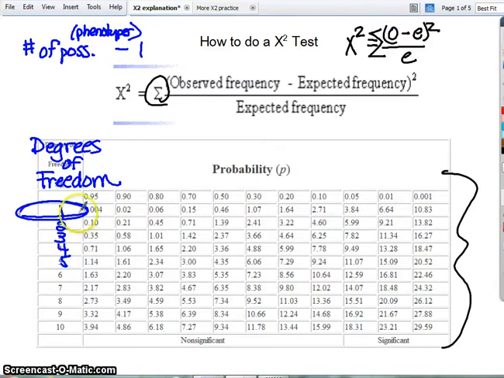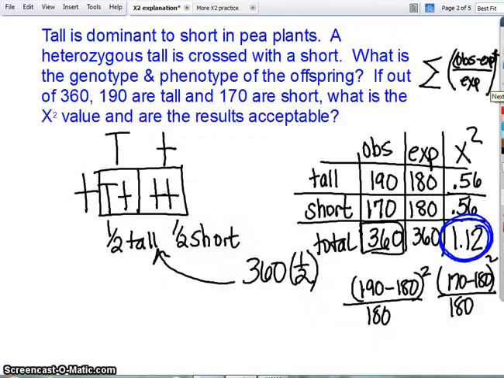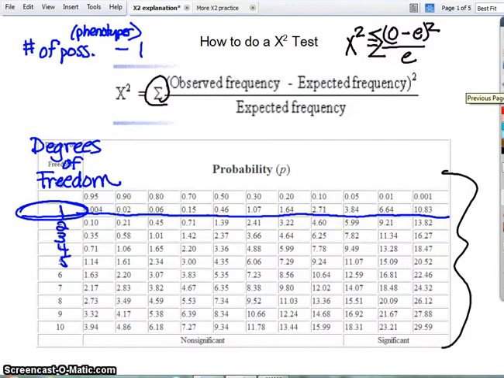So these numbers on row 1 are all here. Our chi-square, I forgot what it was, 1.12. So what we're going to do is go all the way across this row. We're going to find where 1.12 falls.